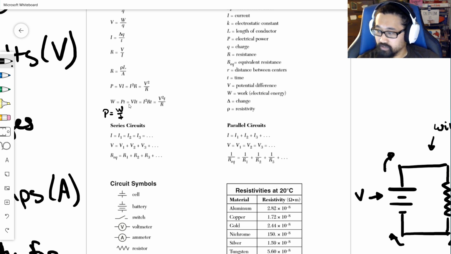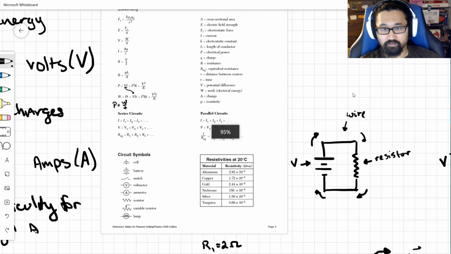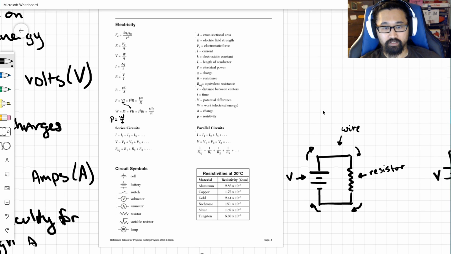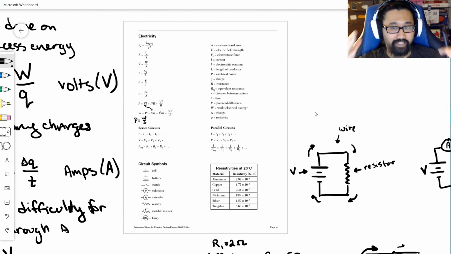The only thing that they do here is substitute for power. So VI is power, that's what they substitute here, and then they just continue to substitute. I squared R is also power. But you will be prompted very clearly: electrical power, electrical energy, electrical work, resistance in a wire. There are these very specific keywords in a question that will clue you in on, oh, I need to do exactly this.